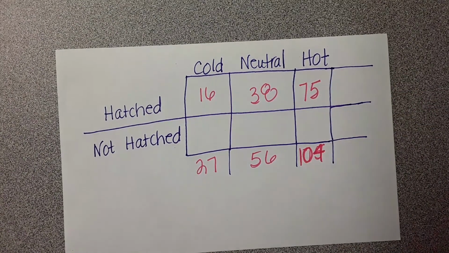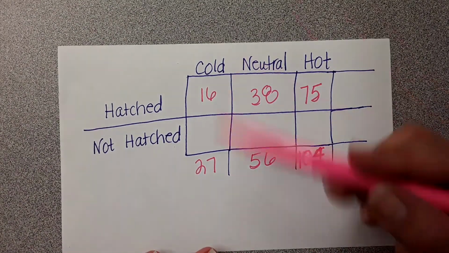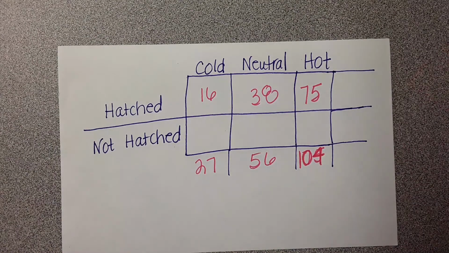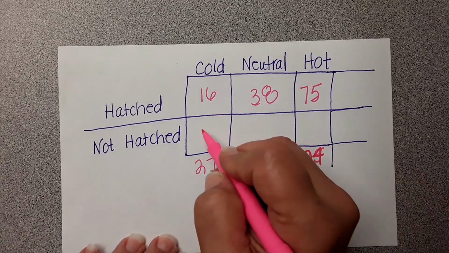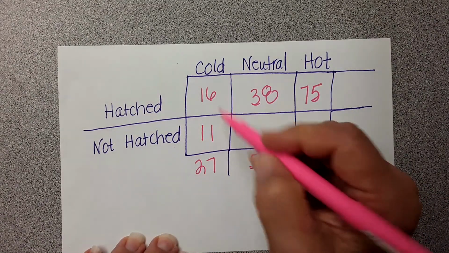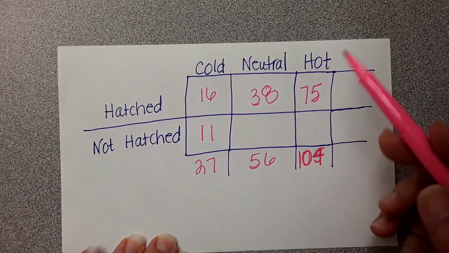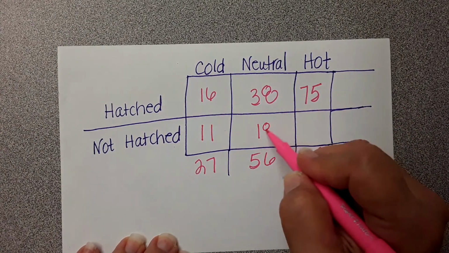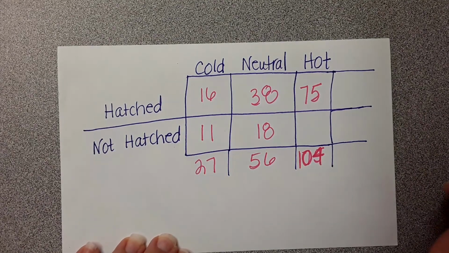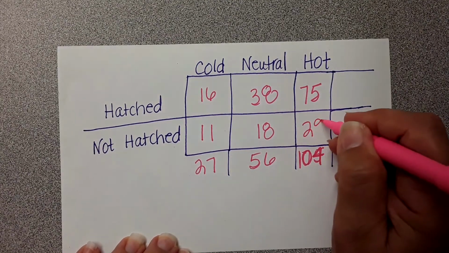So that's 104. And we had 75 that hatched. So our job now is to figure out how many did not hatch. So 27 altogether, we had 16 that were cold. So that means we have 11, because 16 plus 11 is 27. We had 18 that did not hatch. And then we had 29 that did not hatch.